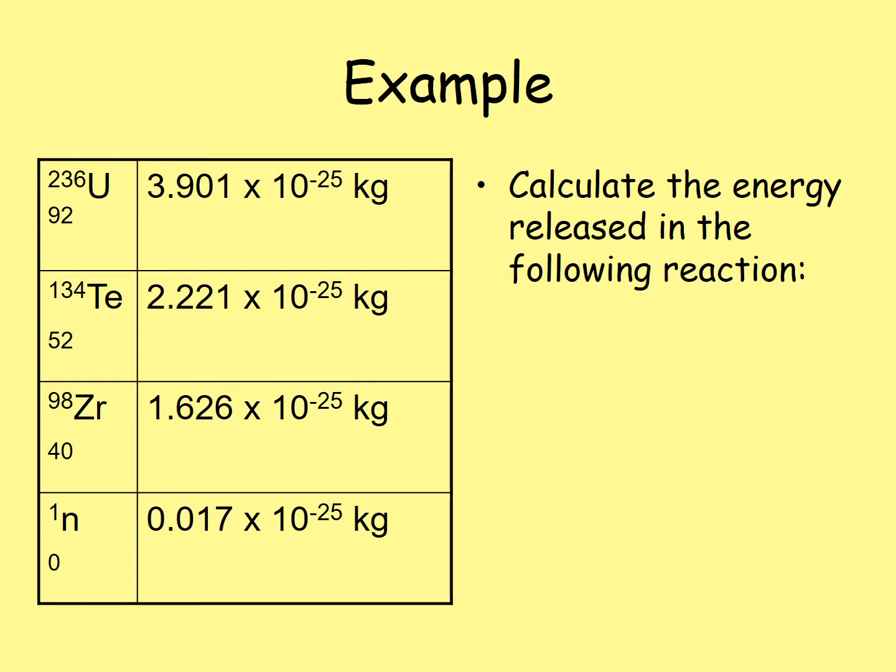Within the examples that you're given, you'll be given a data table which has all of the masses of the different elements, and you have to calculate the energy released from the reaction. So we have uranium, which is decaying to form beryllium, zirconium, and a neutron. We would calculate the mass after the nuclear reaction, compare this to the mass before the nuclear reaction, and then use the difference in mass within the equation E equals mc squared in order to determine the energy released.